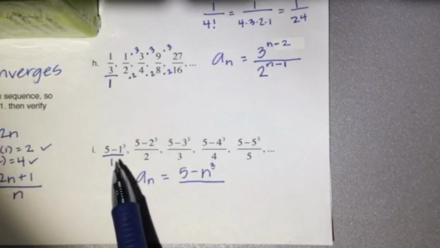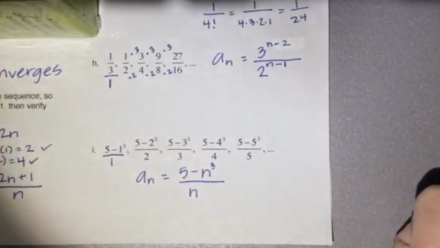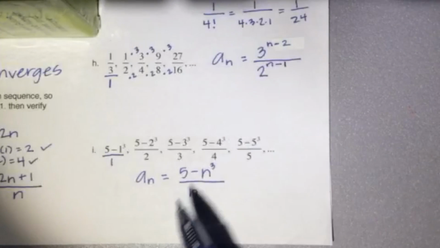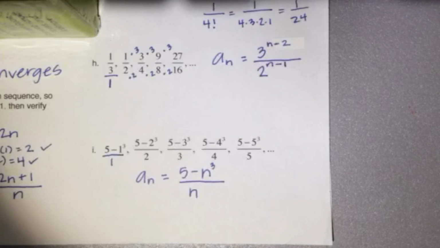And then down here you have 1, 2, 3, 4, 5, so that is just n. And if you check your terms like we've been doing all along, let's take the third one. 5 minus 3 to the third power divided by 3 would give us the third term right there. So we're good.